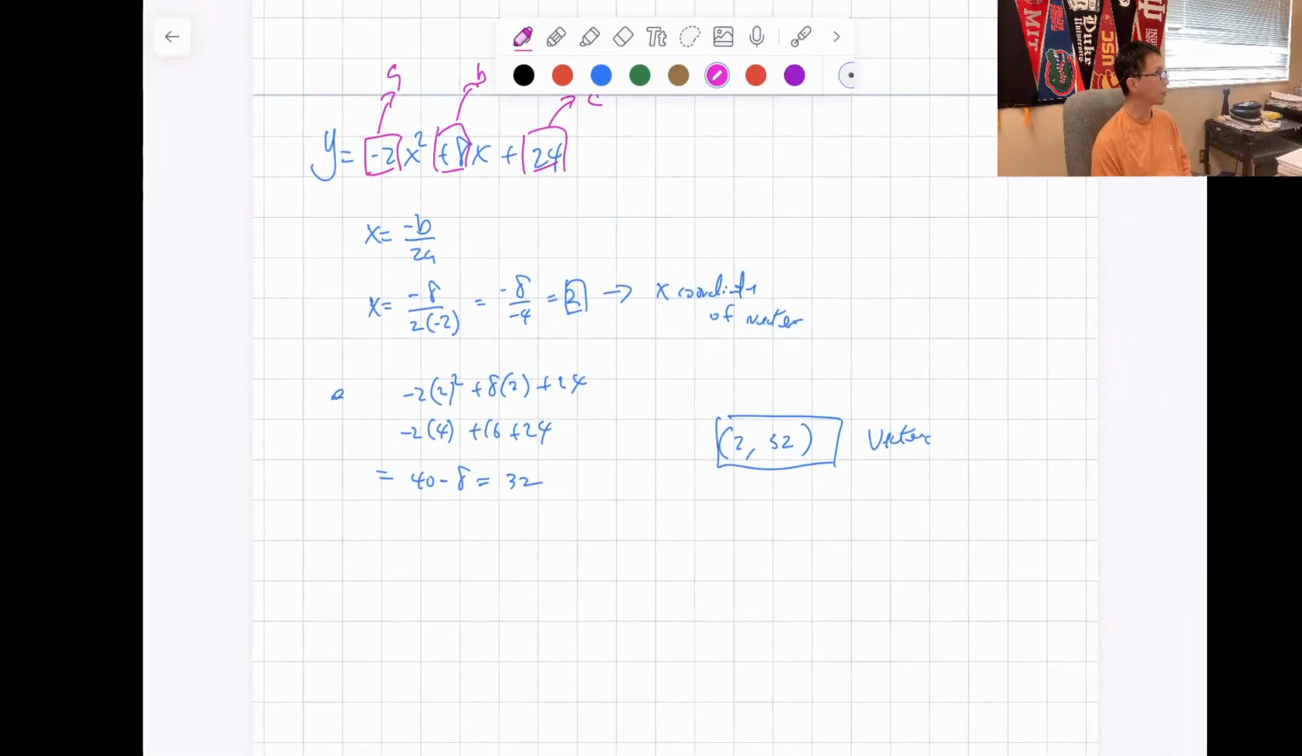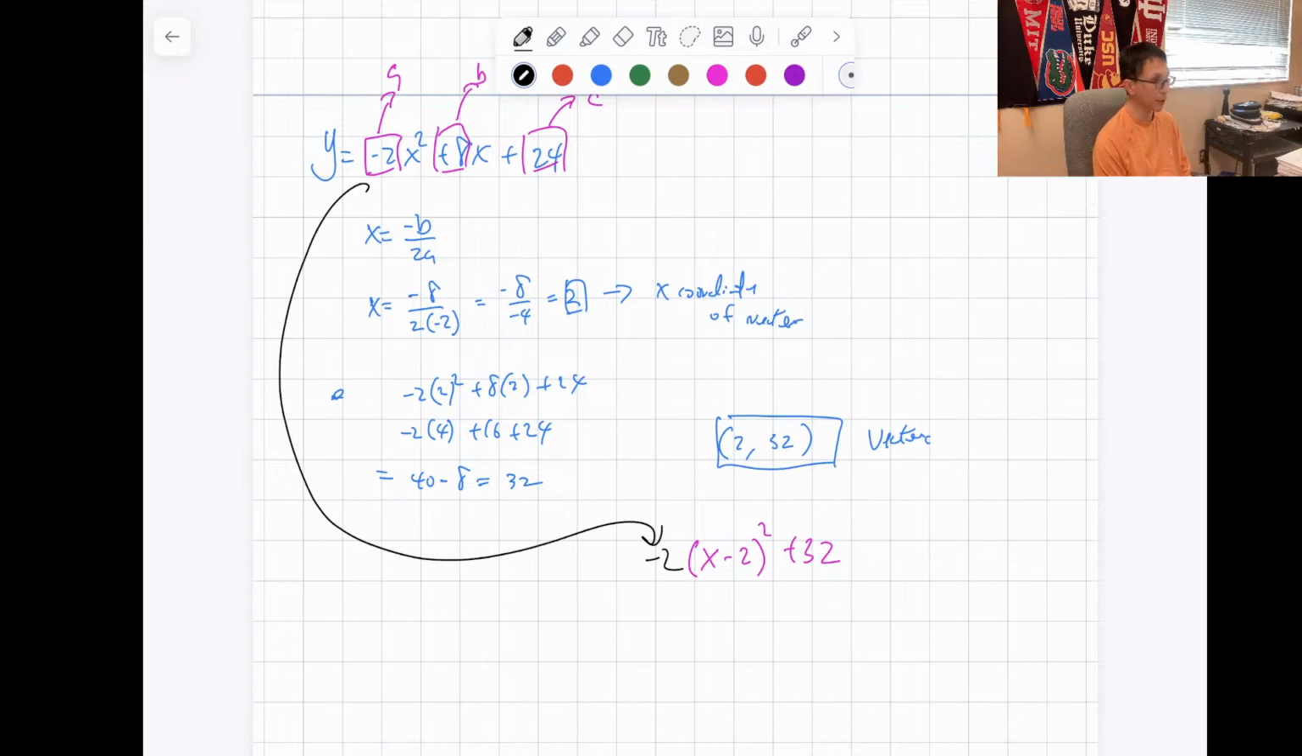Do you know what vertex form is? What is vertex form? A negative 2, x minus 2 squared plus 32, right? But what am I missing? A. What is A here? Negative 2. So you just put it right here because they share the same A. Does that make sense? Negative 2.